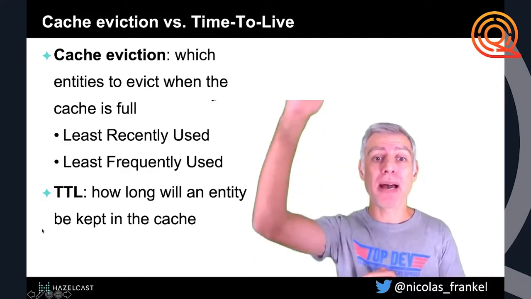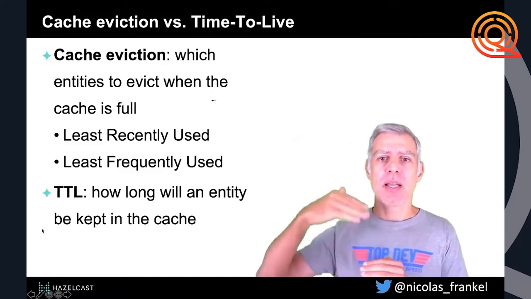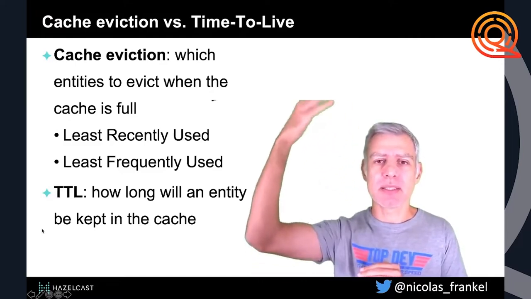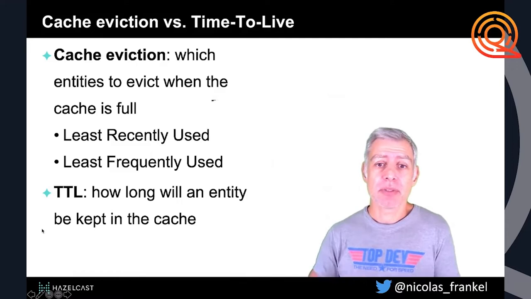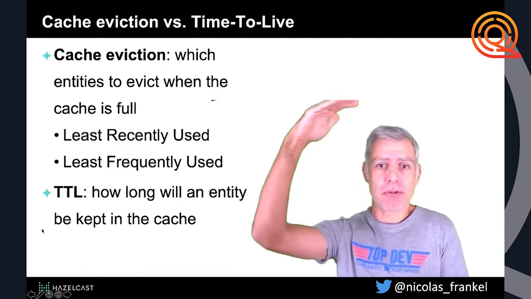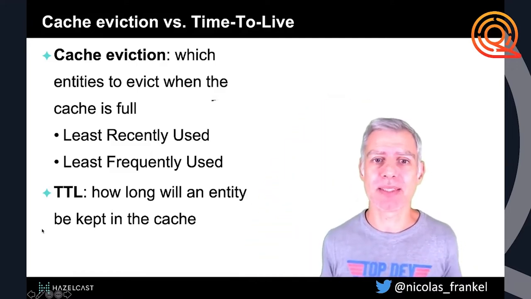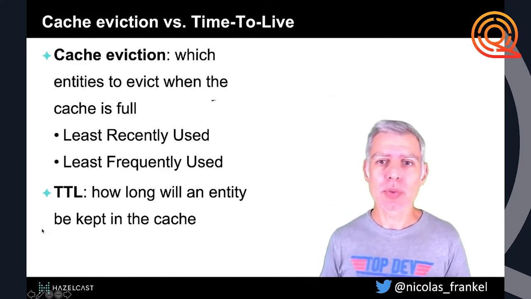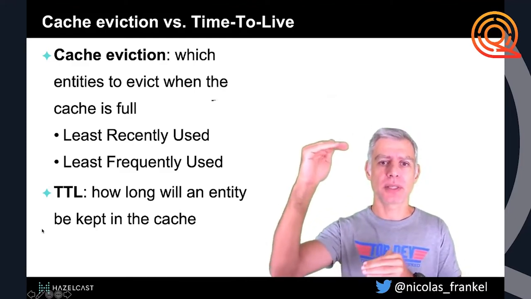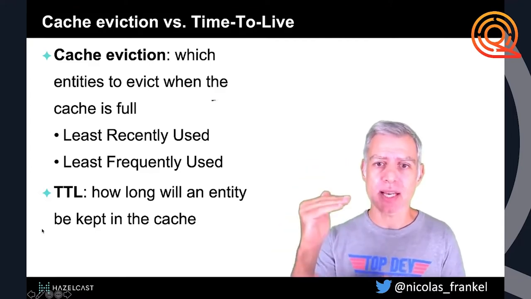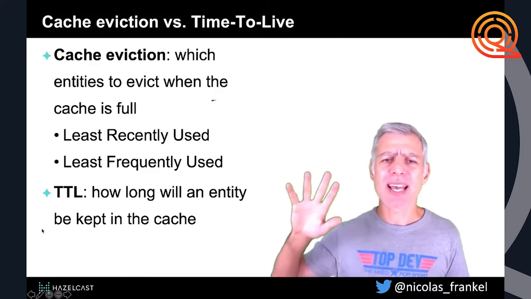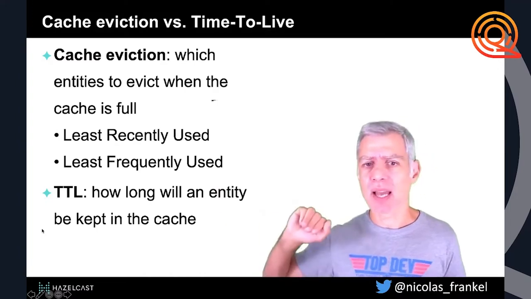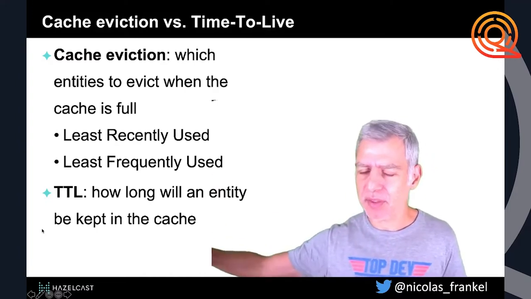It's unbounded, so you can put a huge number of entries in it, and actually the memory consumption will grow because the entries are never removed. So the first thing you need to do is set a limit on your cache. You have a cache size. You can use any caching provider, be it Hazelcast or anything else.